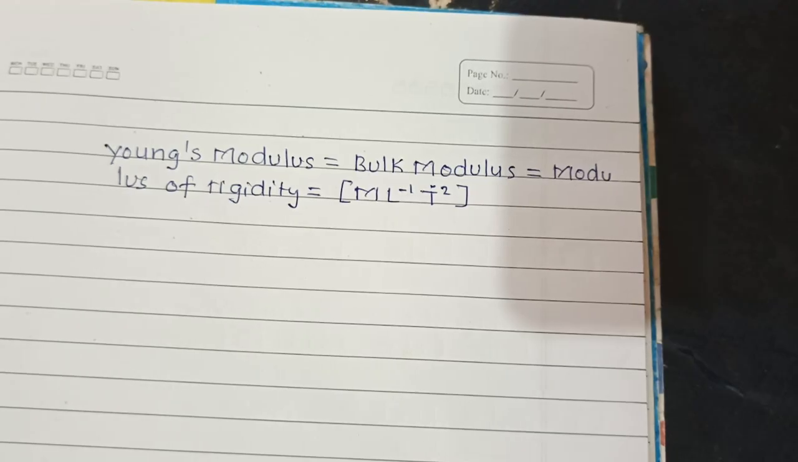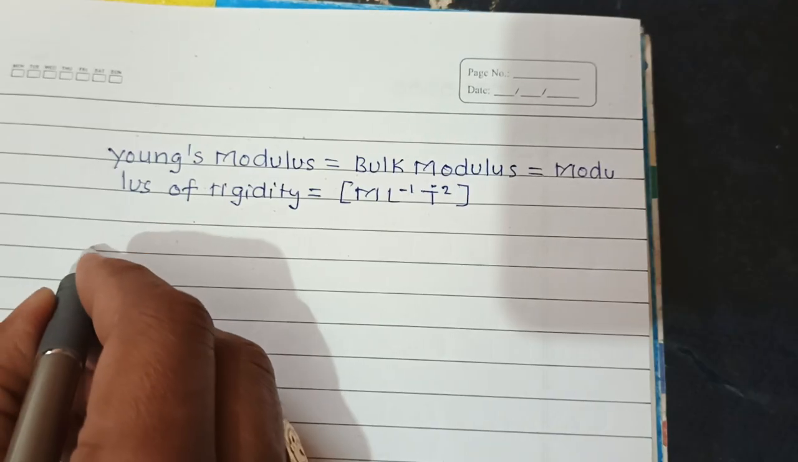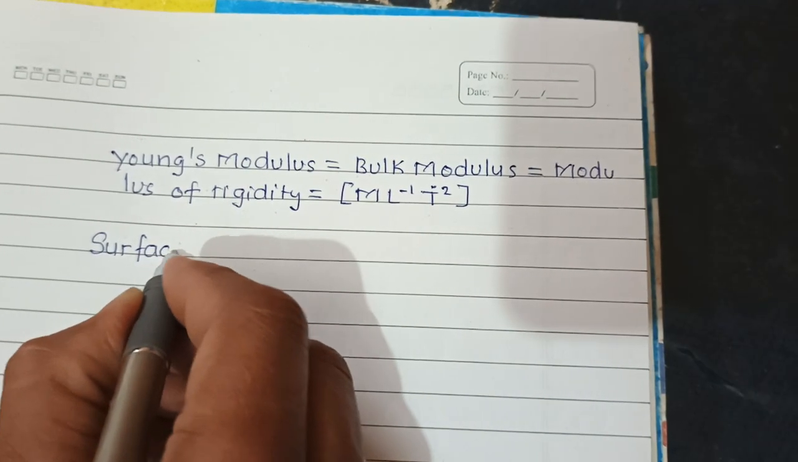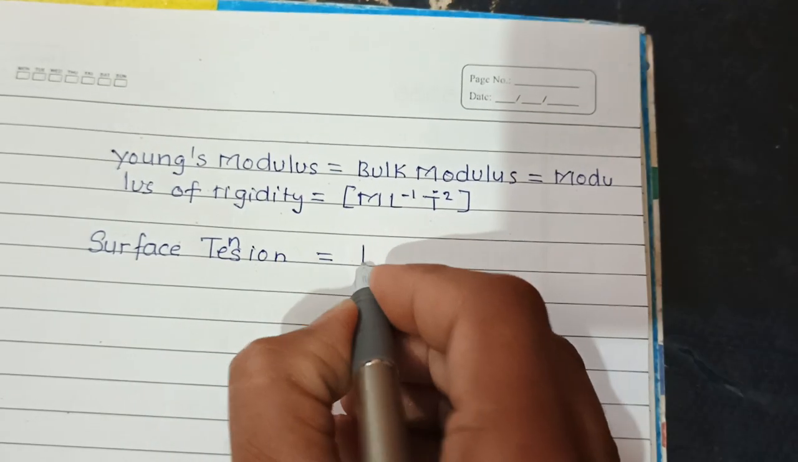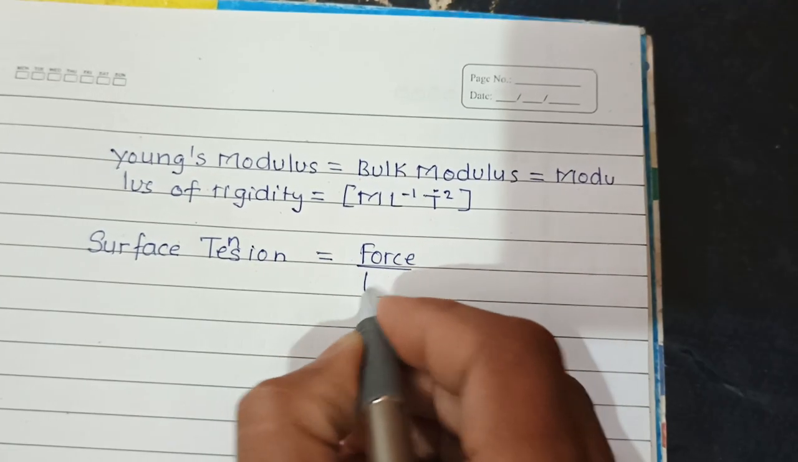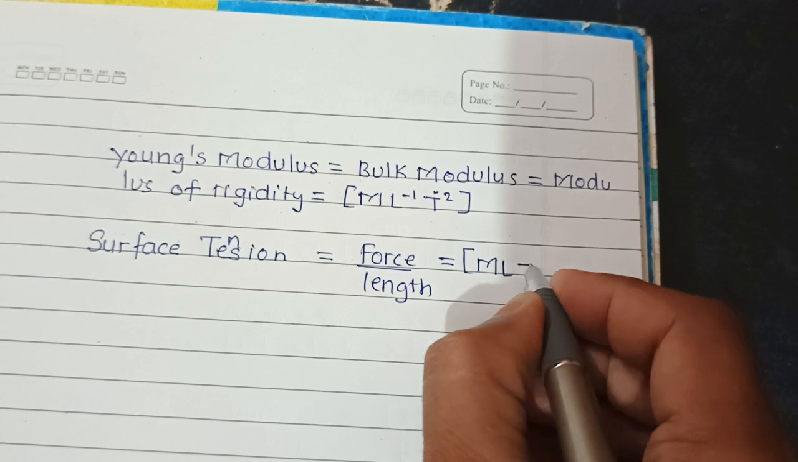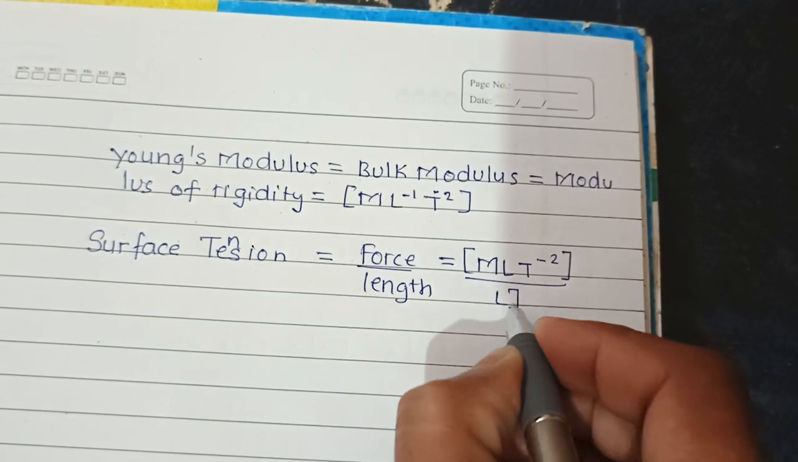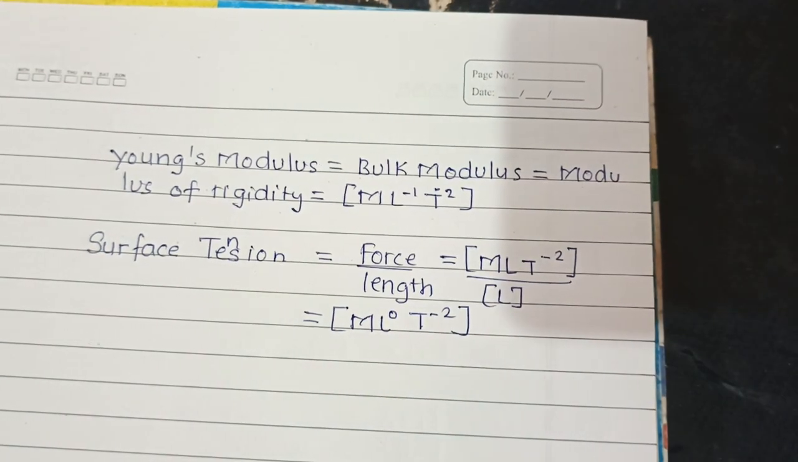Now surface tension. Force upon length. Force is M L T minus 2 upon L, so that is M L naught T minus 2. Okay.